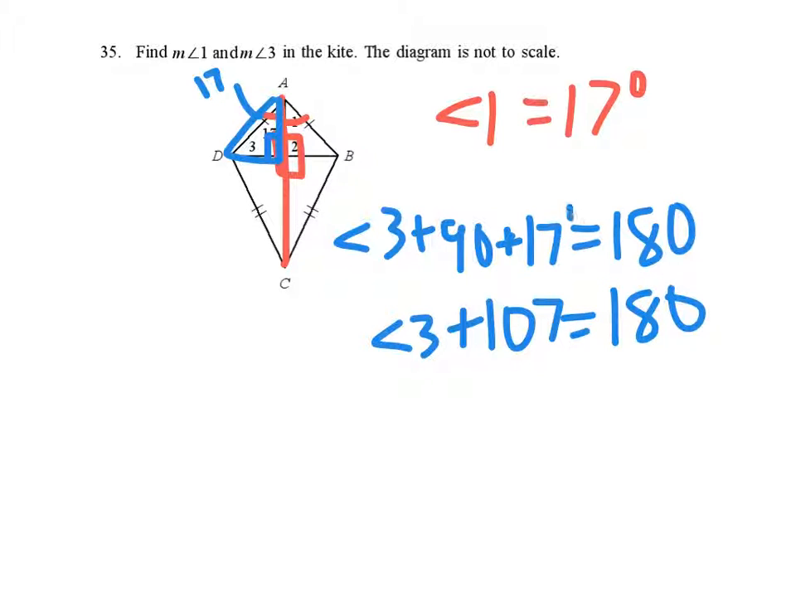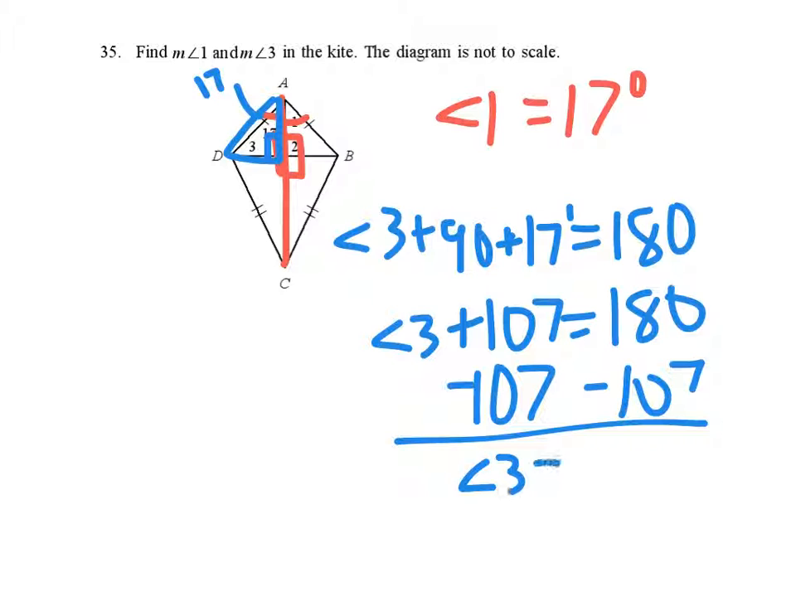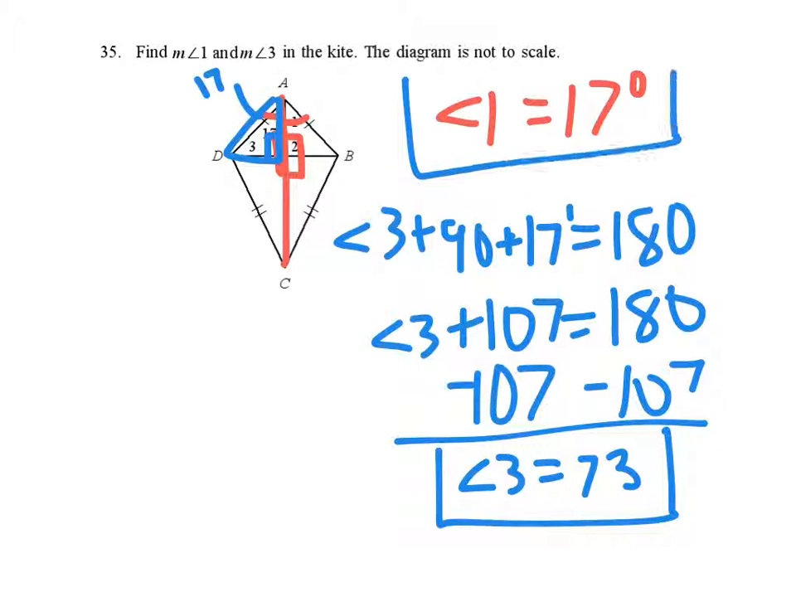Did I say 190 earlier? They should all equal 180. From there, we're going to subtract 107 from both sides. When we do that, we get angle 3 equals 180 minus 107, which is 73. We already found angle 1, which is 117. So those are my two answers.